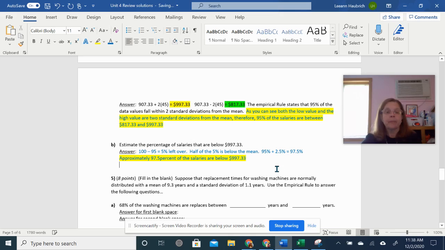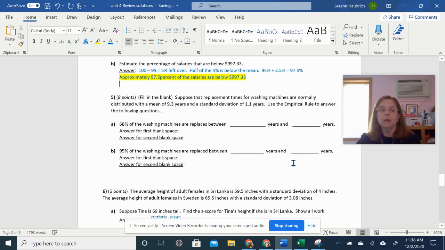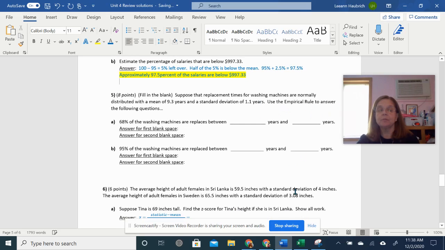So we've gotten through the first 4 questions in every part. I hope you guys are feeling okay about this. All right. Oh, here's the empirical rule again. Let's see what it says.